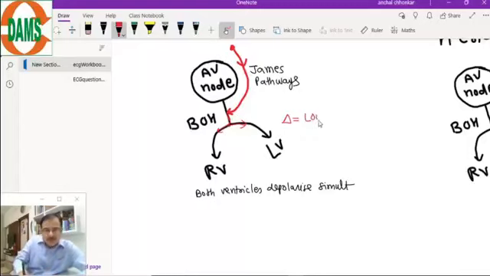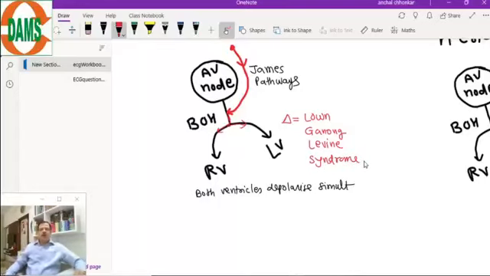So Lown-Ganong-Levine syndrome. This is the name of the syndrome. So how does the ECG get affected here?